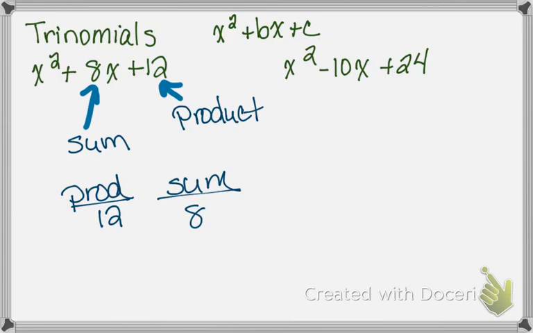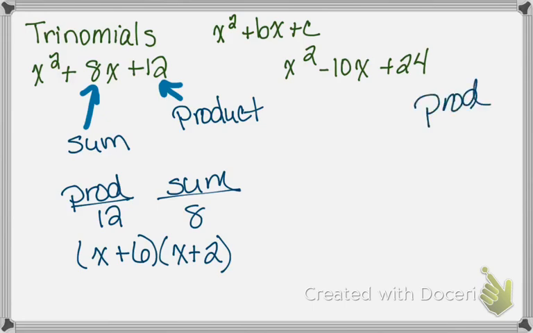And we did this one. When I multiply two numbers together to get 12 and add those two numbers together to get 8, my numbers are x plus 6 and x plus 2. Those are the numbers, 6 and 2. Now on this one, x squared minus 10x plus 24, I have a positive product again. I have positive 24, and my sum is negative 10. So I have a positive product and a negative sum.